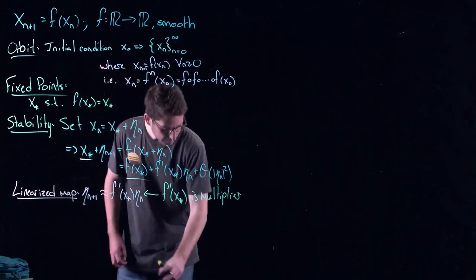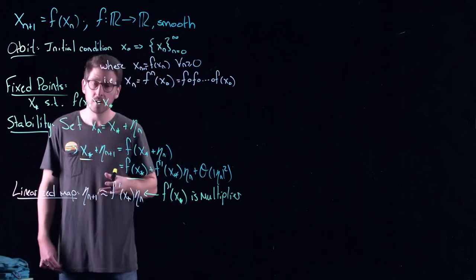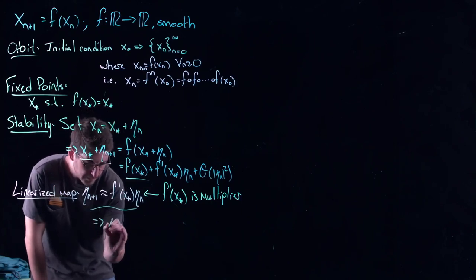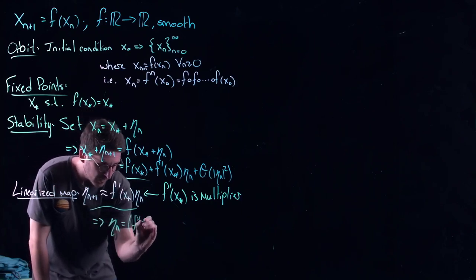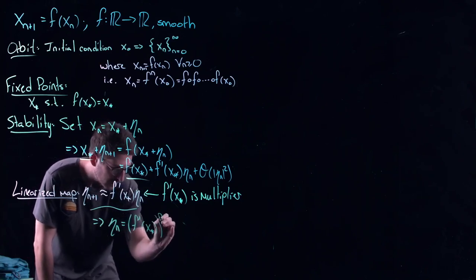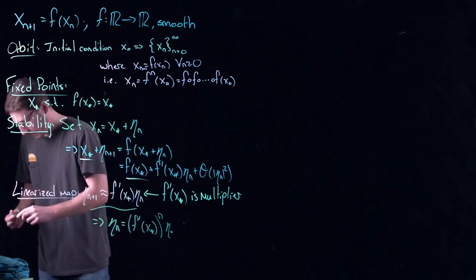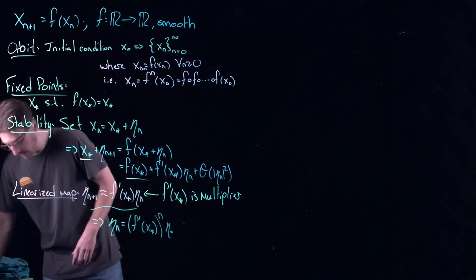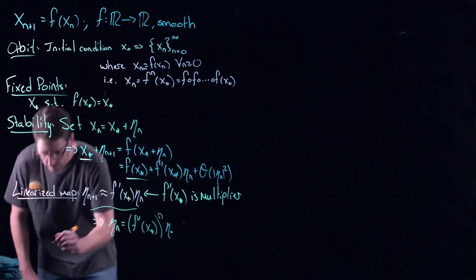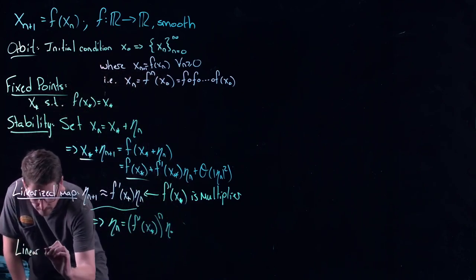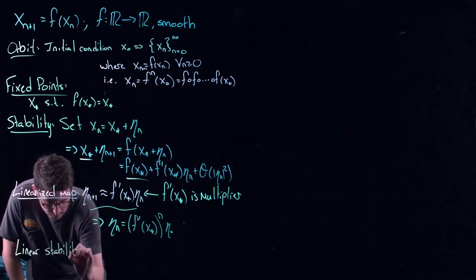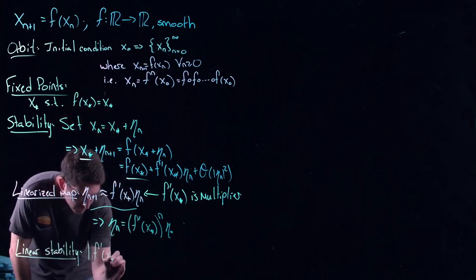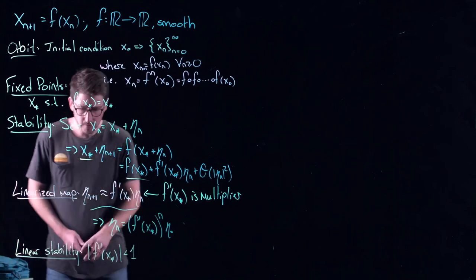And so we can get stability whenever this thing is smaller than one, right? Because the general solution here, so this implies that a to n is equal to f prime of x star all to the power of n times the initial condition. And so this thing is going to go to zero if and only if f prime of x star is smaller than one. So we could say that we have linear stability if f prime of x star is smaller than 1.